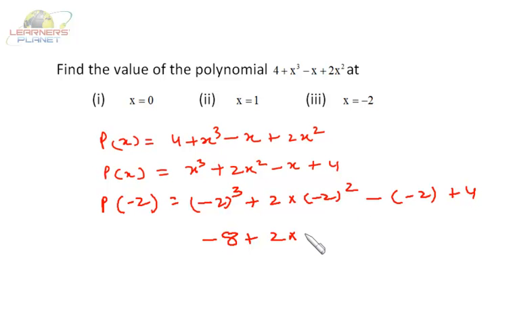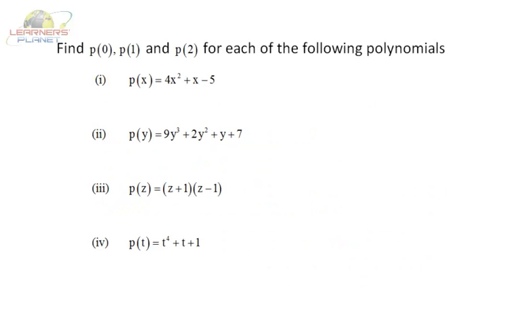be 4. So it is minus 2 into 4. Minus of minus 2 will be plus 2 and then plus 4. So it's minus 8 plus 8 plus 2 plus 4. So what we are getting is 6. That means the value of the polynomial when x is equal to minus 2 is 6. I hope you are clear. Let's take the next examples.